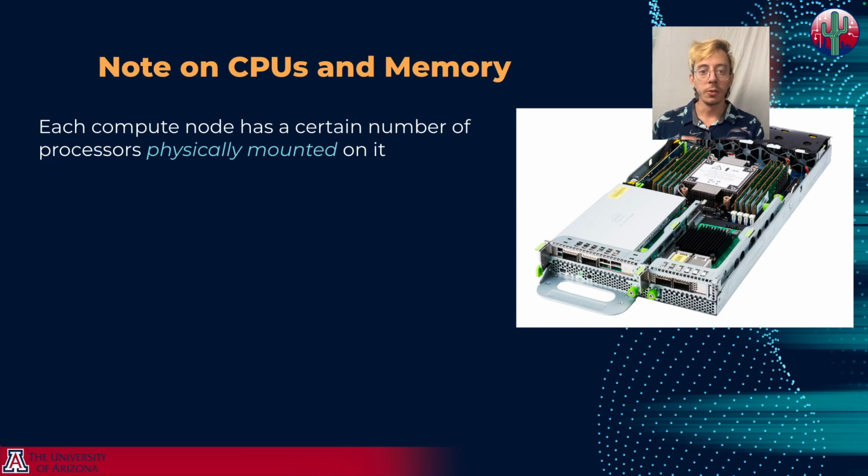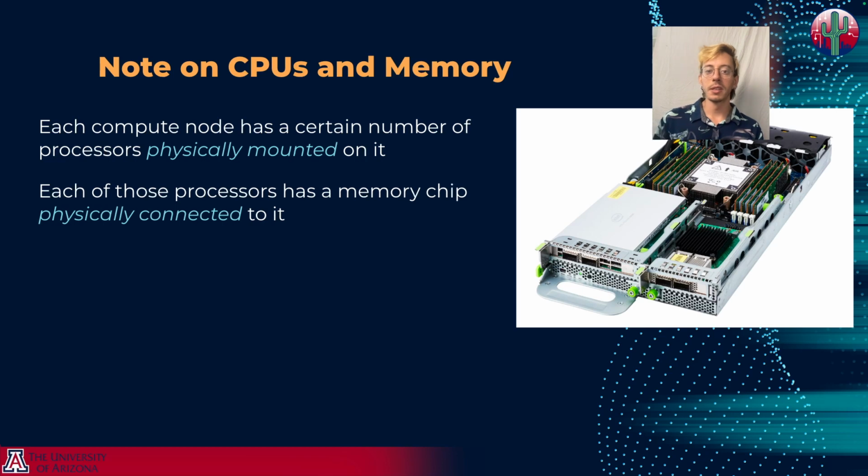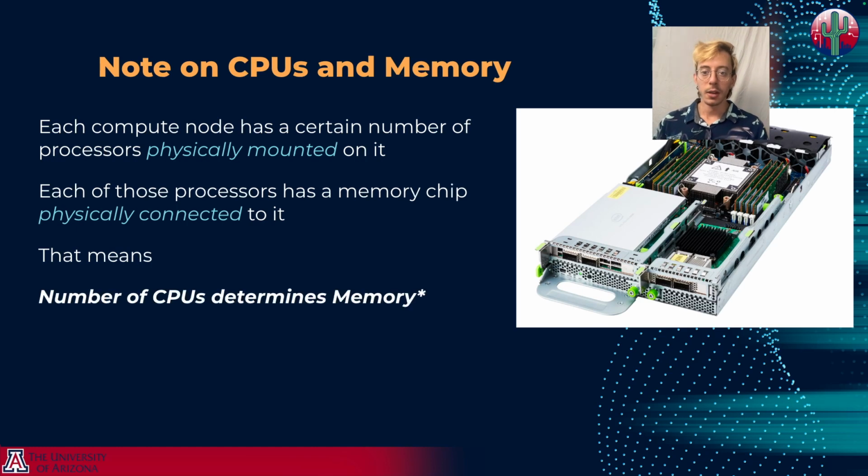So each compute node has a certain number of processors that are physically mounted on that node. And each of those processors has a memory chip that is physically mounted to that processor. That means the number of CPUs that you request determines the total memory available to that job. And once again here, I'm talking about RAM, not storage space.